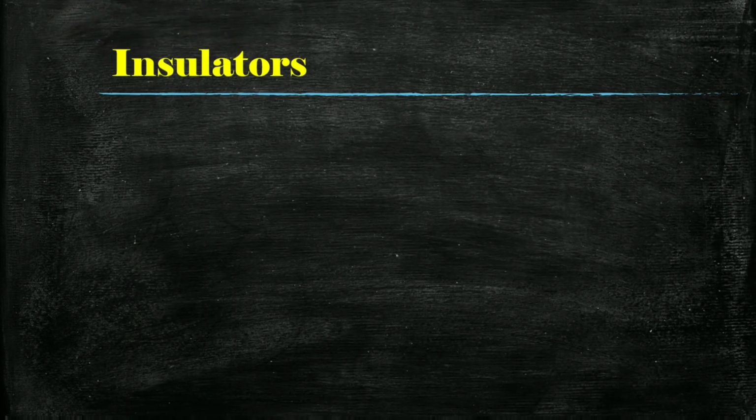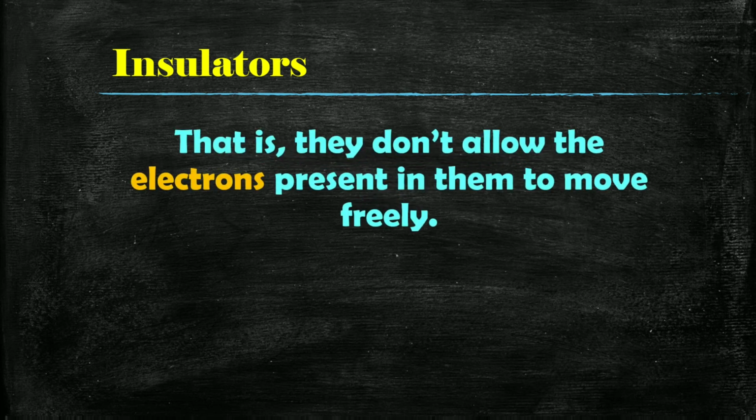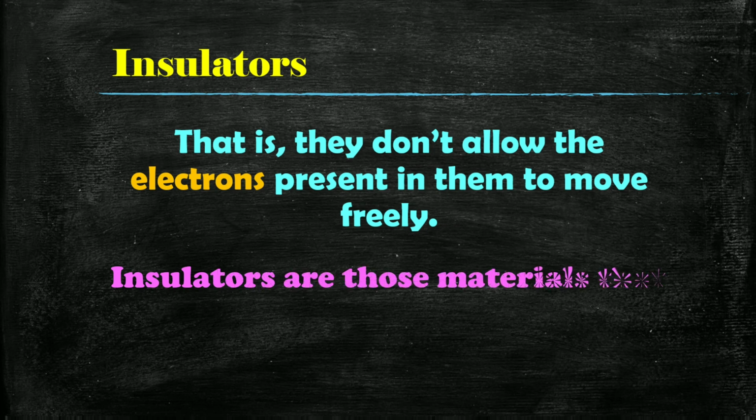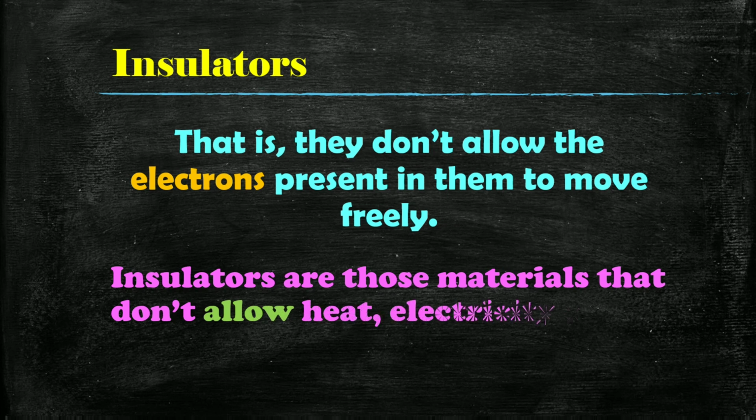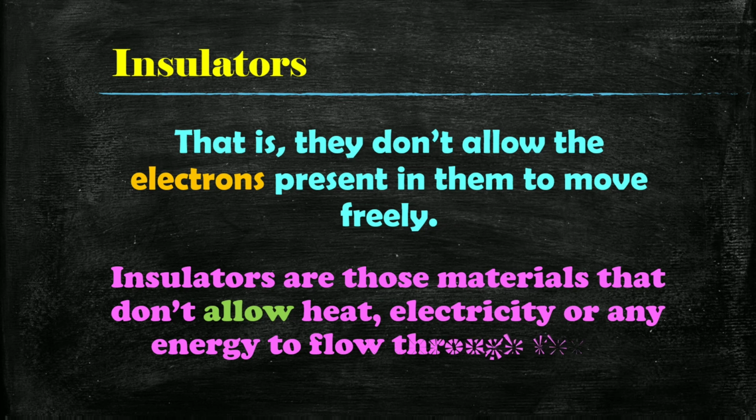And insulators are just the opposite of conductors. That is, they don't allow the electrons present in them to move freely. So, insulators are those materials that don't allow heat, electricity, or any energy to flow through them.